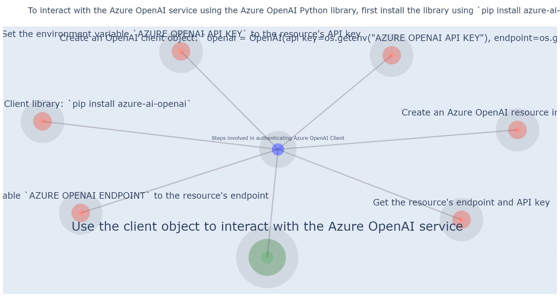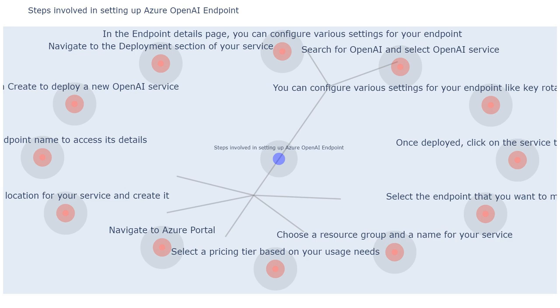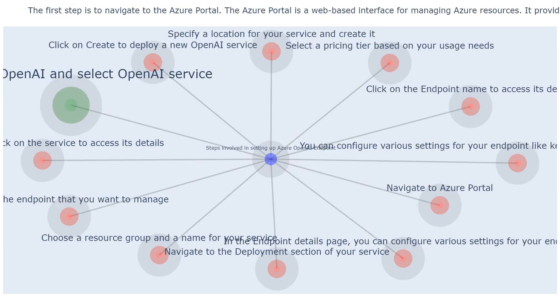The first step is to navigate to the Azure portal. The Azure portal is a web-based interface for managing Azure resources. It provides a central location to access and manage services, resources, subscriptions, and billing information. Once you are in the Azure portal, search for OpenAI and select the OpenAI service.